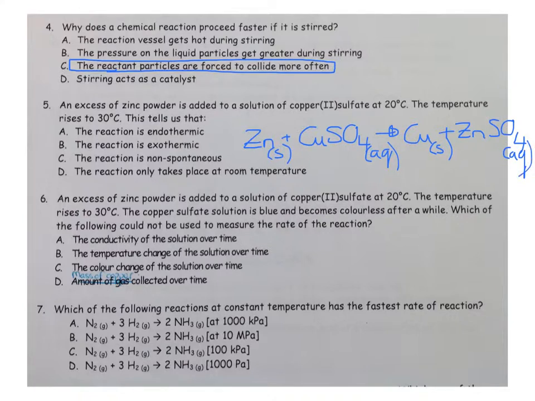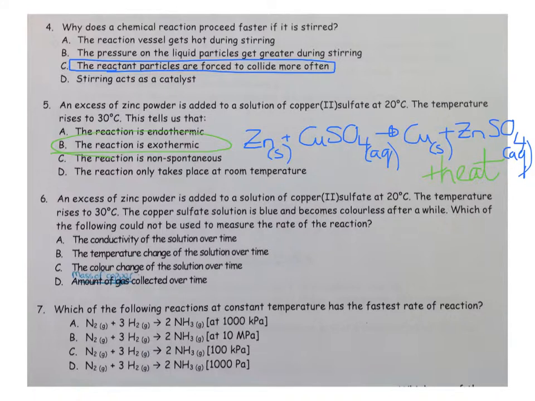So I've got no gases, so pressure is not going to make any difference to what is happening here. Temperature always makes a difference. If the temperature rises, as they tell me, to 30 degrees, that means this is an exothermic reaction. It means that it is releasing energy. Heat is coming out of this particular reaction. So B, it is exothermic.